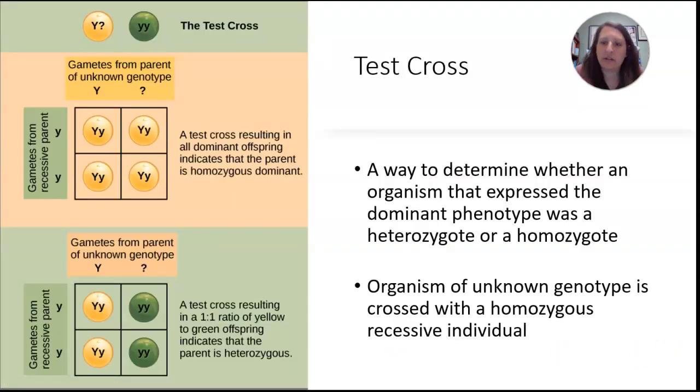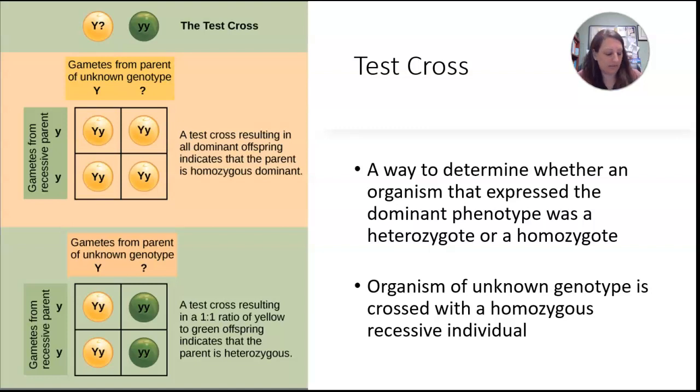I want to introduce you to something called the test cross. And this is going to be done as a mechanism to determine whether an organism that has the dominant phenotype is a heterozygote or a homozygote. So in the first case up here, I have a yellow seed, right? So a plant that produces yellow seeds. I know that it produces yellow seeds, but I'm not sure if the organism is homozygous dominant or heterozygous for that particular trait.